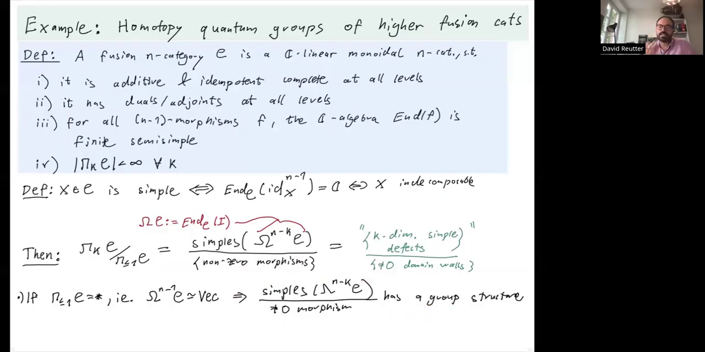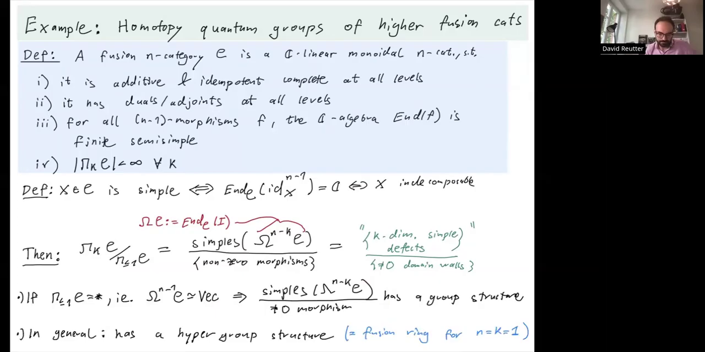Which is very cool, which tells you that these higher fusion categories, if you assume that there are no lines around, which you can, for example, achieve after equivariantization, de-equivariantization, then you learn that the fusion rules are just groups. And in general, if I take this quotient, this is an abelian group quotiented by some group acting on it, this will be a hypergroup.